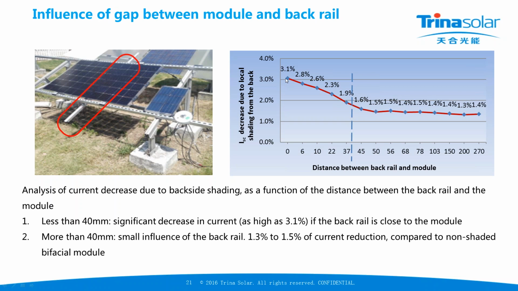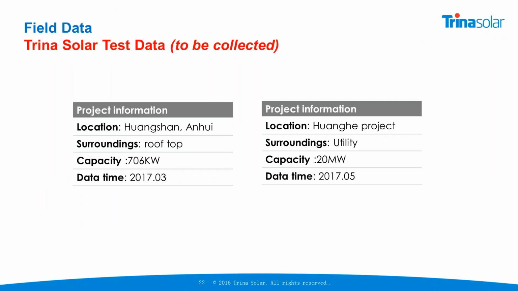And of course, it's reduced the most when the back rail is very close to the module. You lose about 3% of the light if you block the light with a black rail. So you have to be very careful when installing bifacial modules to keep a large gap of at least 50 millimeters between any back rail and the module itself.